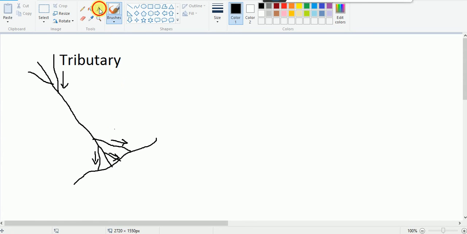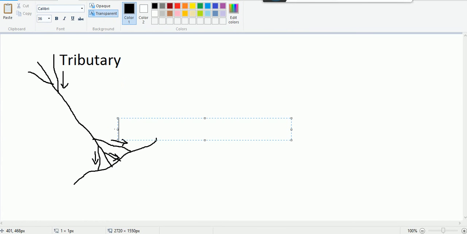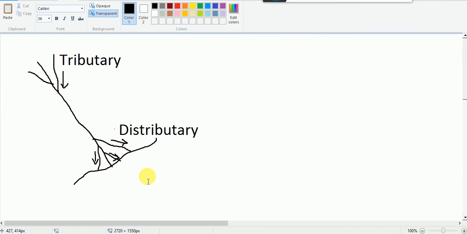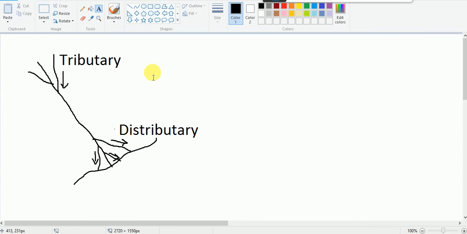This is known as a distributary, and distributaries is the plural form. These distributaries thus form a delta at the mouth of the river.